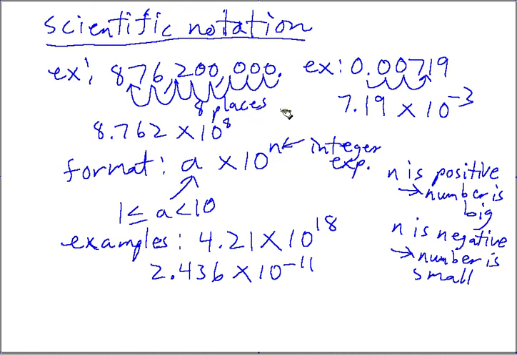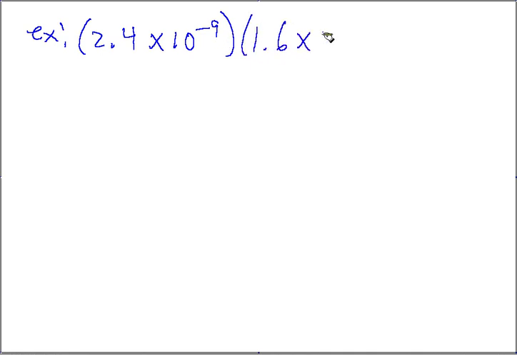But let's look at how to multiply numbers out and divide numbers out in scientific notation. Let me go and clear out the screen here. Okay. Suppose I give you two numbers in scientific notation to multiply out. Let's say I want you to multiply out 2.4 times 10 to the negative 9, and multiply that with 1.6 times 10 to the third power. Okay, let's multiply these two numbers in scientific notation now.